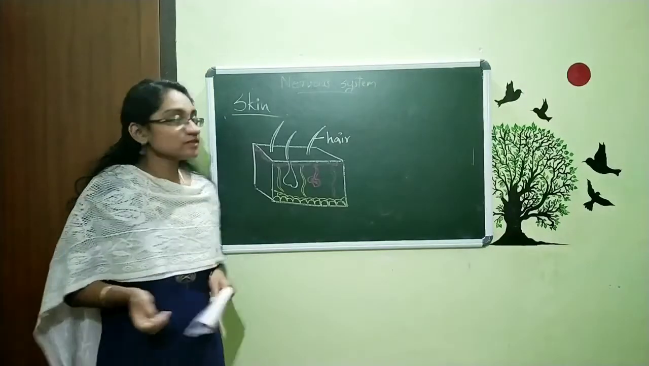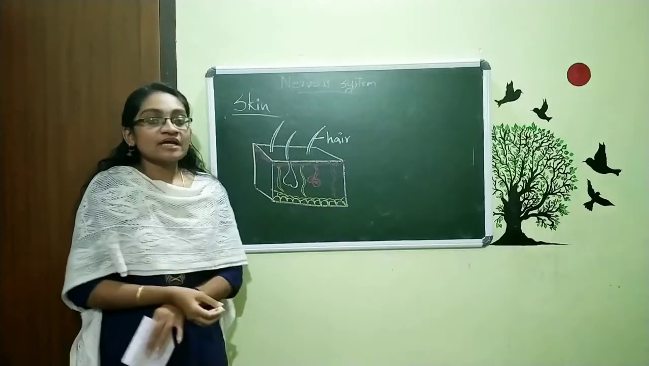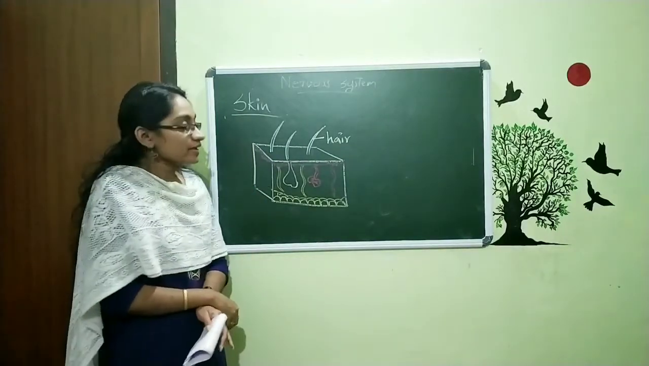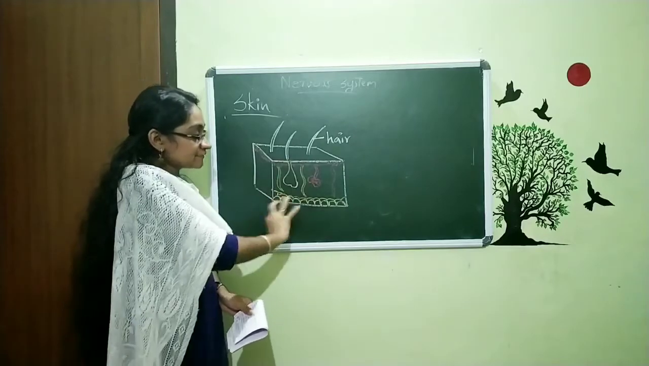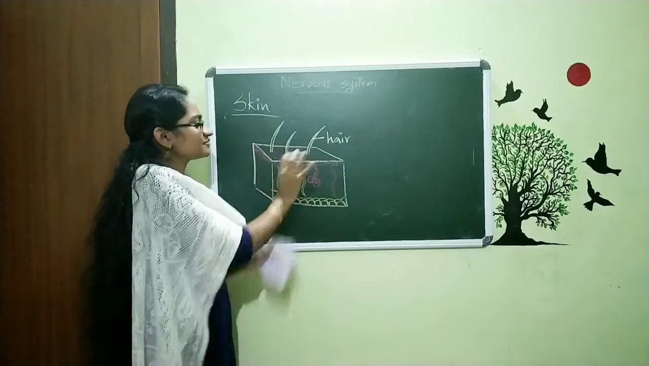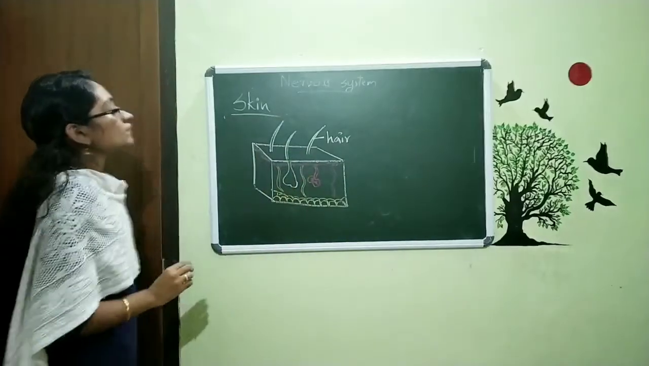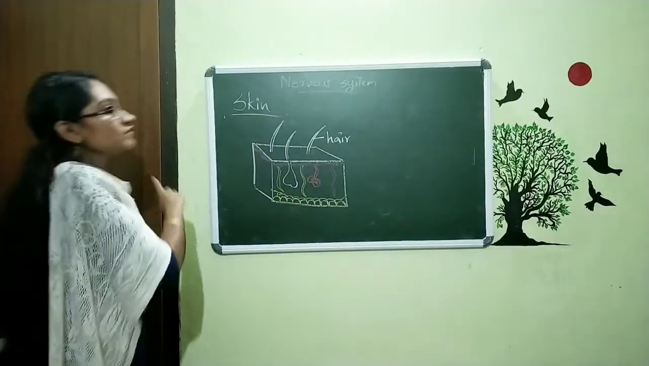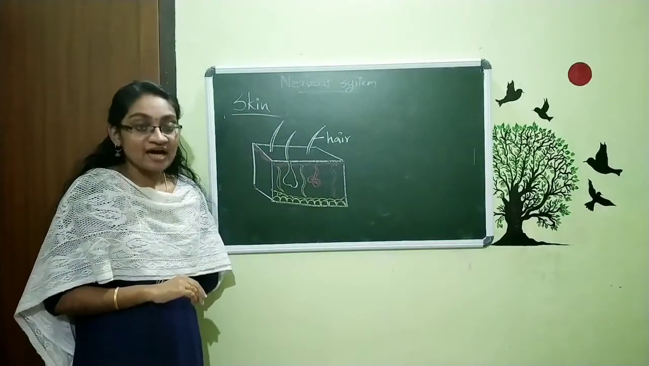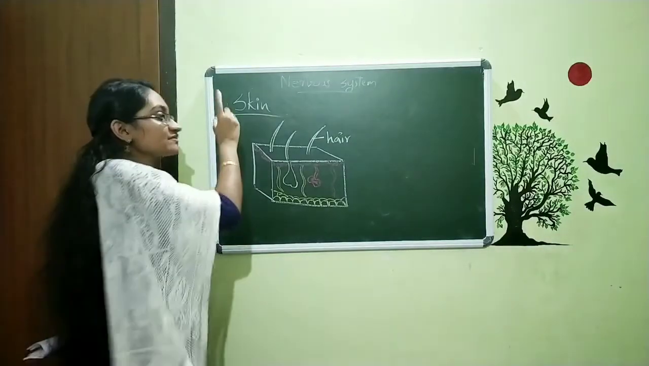The 5th sense organ is skin, and here you can see the diagram. This is the diagram of skin, and you can see different types of structures present inside. Don't worry about that, you just want to observe it, that's all. Do you know which is the largest sense organ in our body? The largest sense organ is our skin.